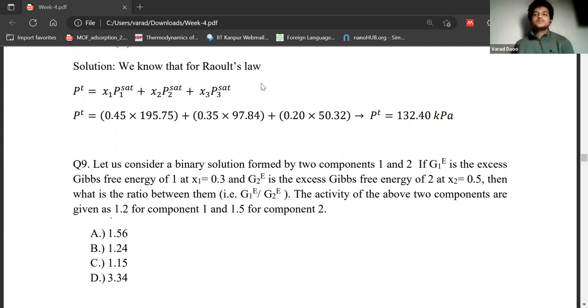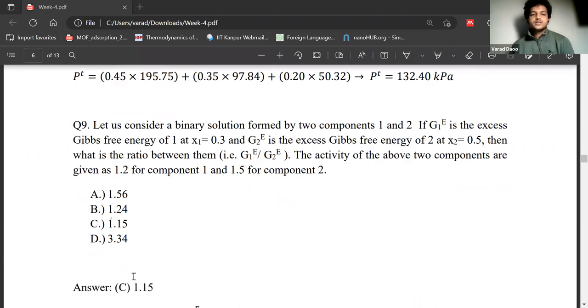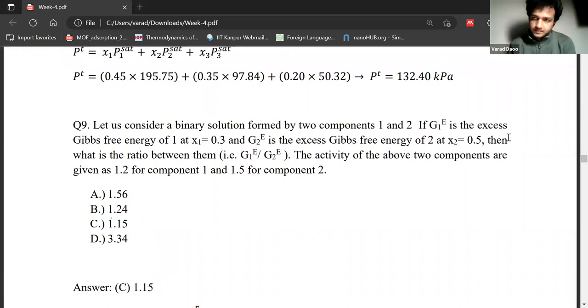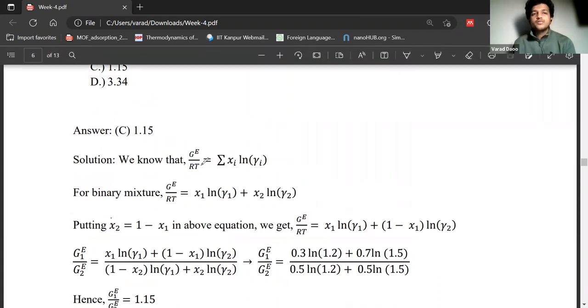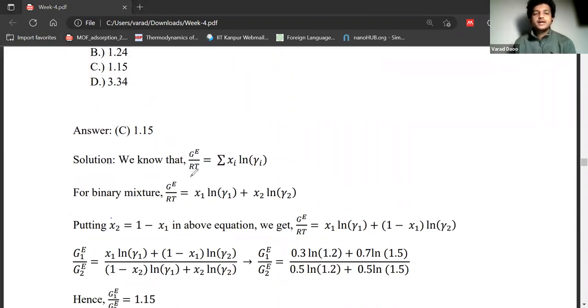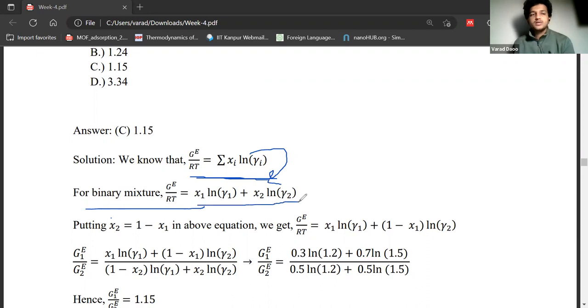Anybody got it? The correct answer is option C, 1.15. Anybody got it? So let us start with the solution. What we know is that G by RT is equal to summation xi ln gamma i. For a binary mixture, we expand this. What we get is x1 ln gamma 1 plus x2 ln gamma 2.